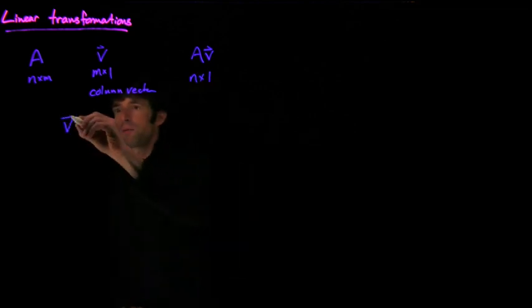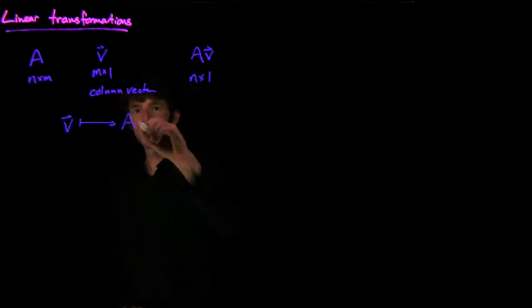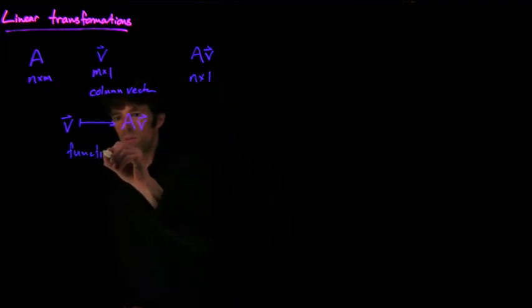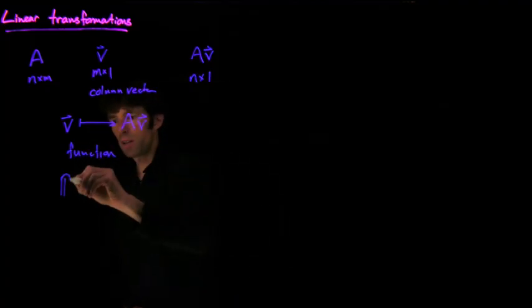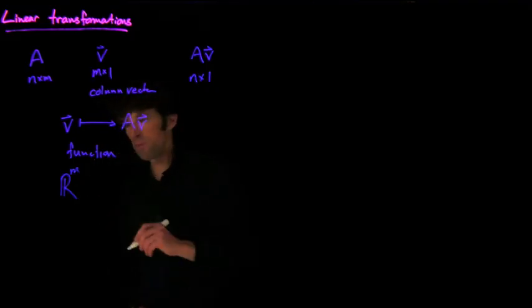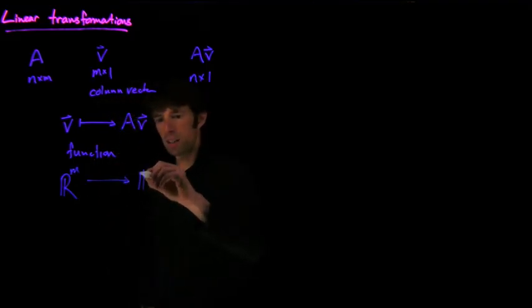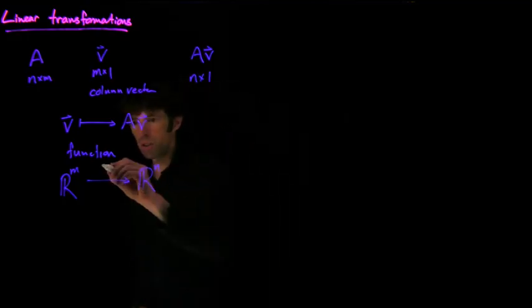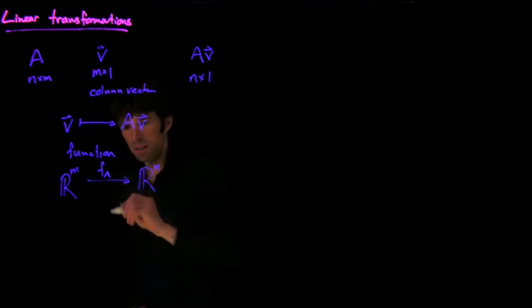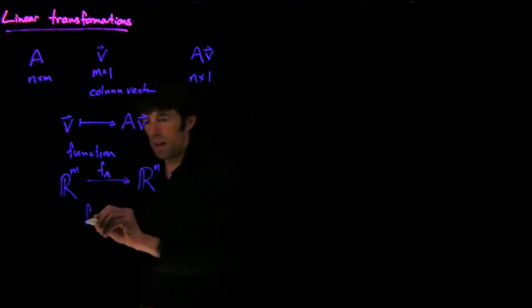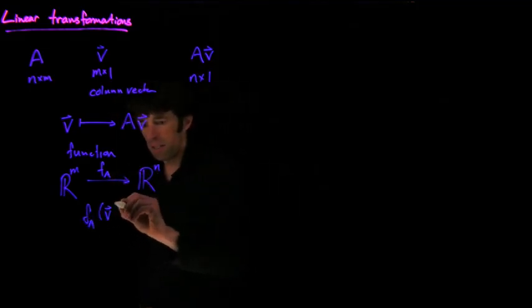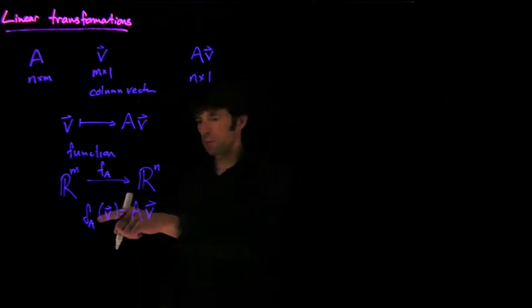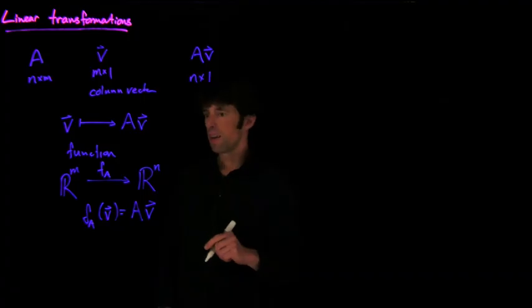So sending v to A times v defines for me a function which takes as input an m-dimensional vector, and it produces as output an n-dimensional vector. And I'm going to call this function f sub A. So f sub A of a vector v is simply A times that vector v. Right, this is a function defined by a matrix.